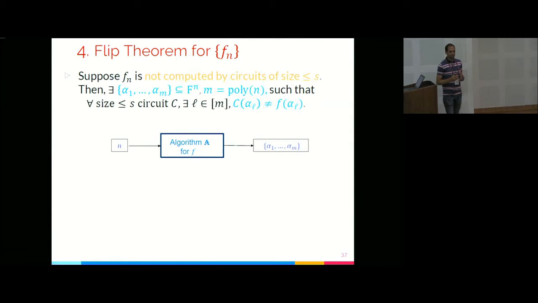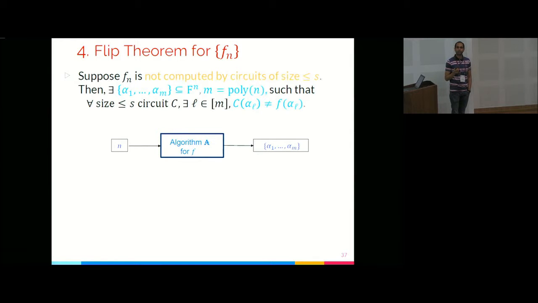Now this theorem is called the flip theorem because it flips this hardness question, which is trying to understand whether a polynomial is computed by small size circuits, to an efficient algorithm that outputs a set of witnesses. So basically it flips this. So say I fix S universally, and then I do this thing.